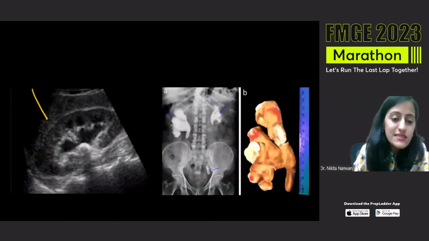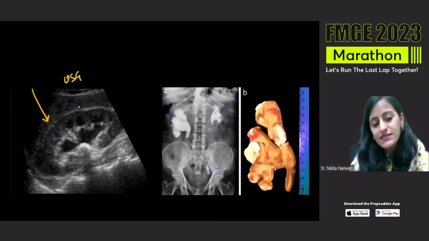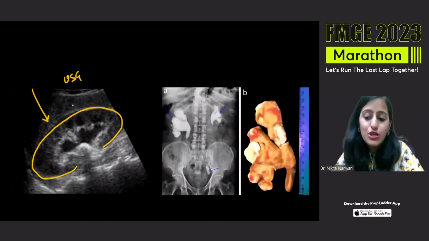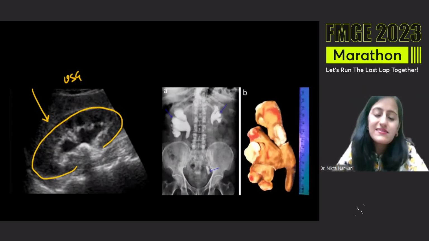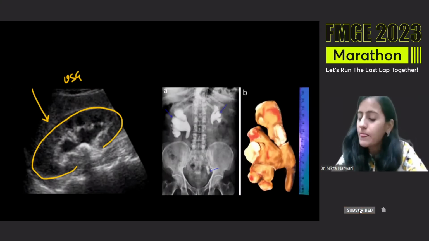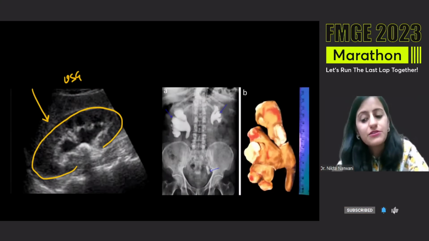Next one, what is this ultrasound showing? This is an ultrasound image. This is the kidney. Tell me, what do you think is the diagnosis here? Khalid, I'll share this entire PDF on the Telegram group. I'll share it on the Telegram group for your last minute revision.